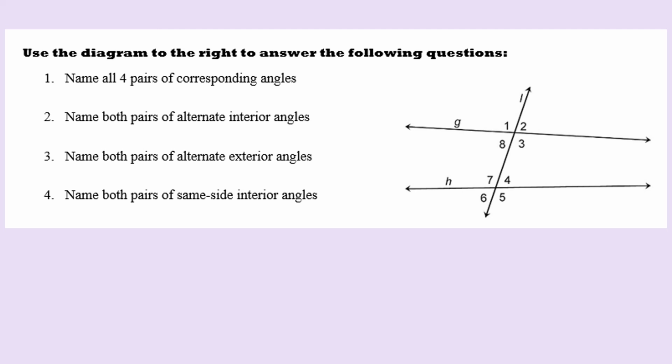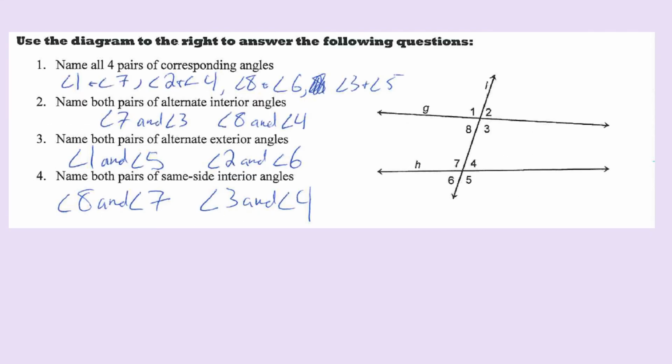Use the diagram to the right to answer the following question. So we're looking for all 4 pairs of corresponding angles. That means you need to list 8 angles. So we would have angle 1 and angle 7, angle 2 and angle 4, angle 8 and angle 6, and then angle 3 and angle 5. So they have to be on the same side, but one has to be interior, which is 3. 5 is the exterior angle.